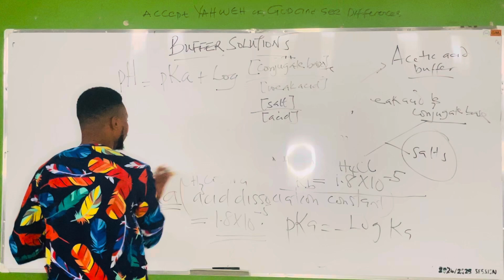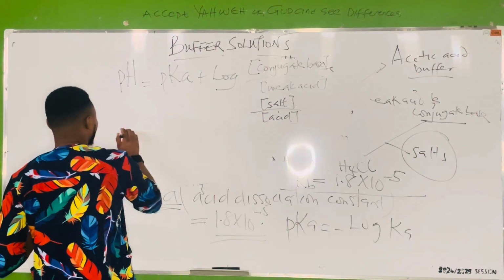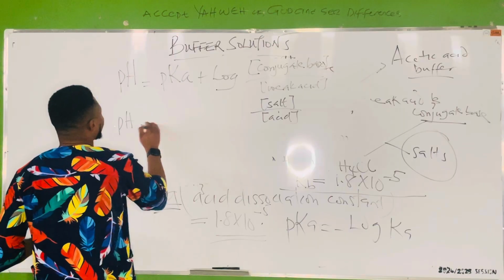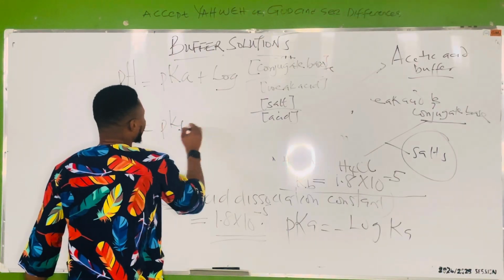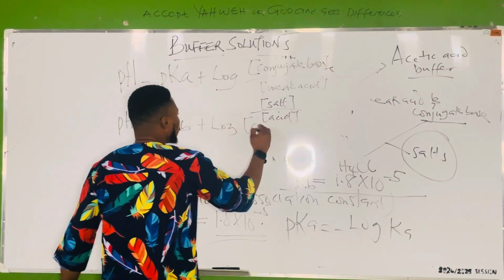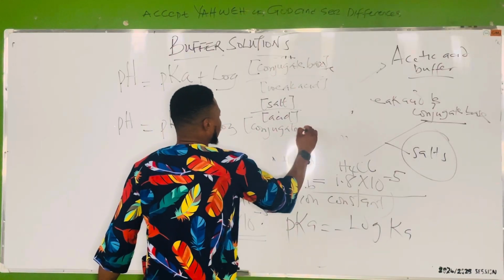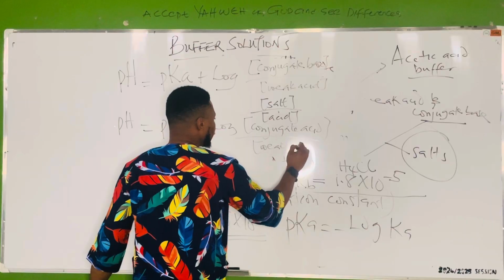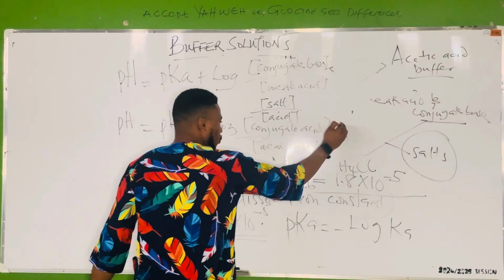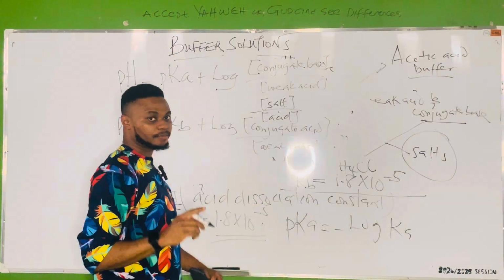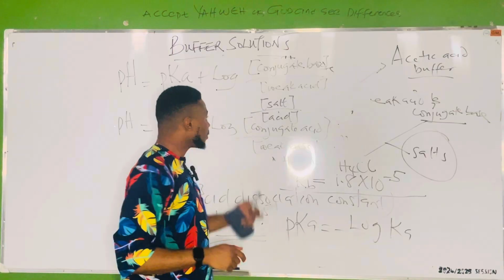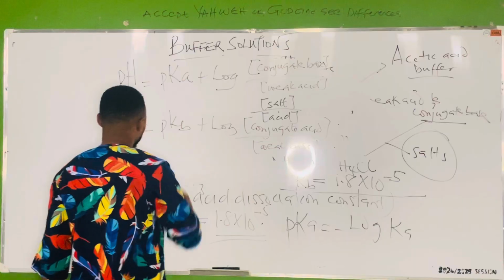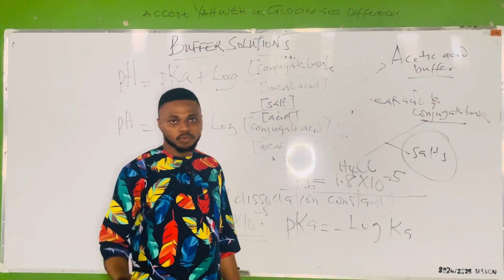Then for the base buffer, pH will be equal to pKb plus log of conjugate acid divided by weak base. And of course, this is also salt over base. So it's very, very important to note that. These are the formulas for your acid buffer and your base buffer. So we'll be looking at examples.